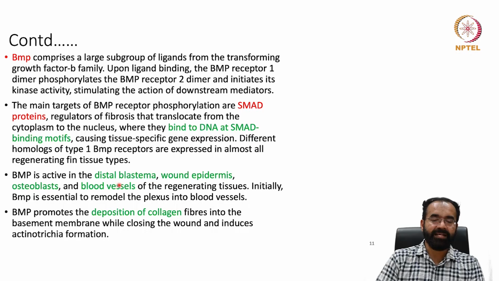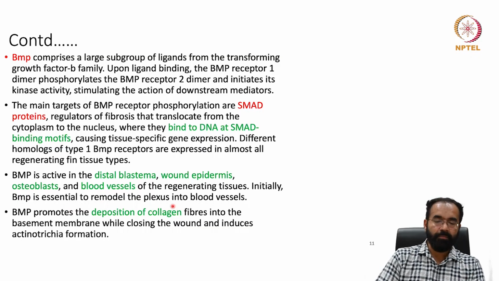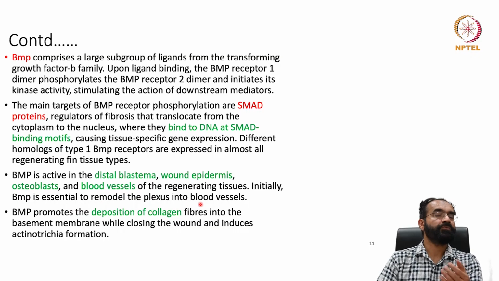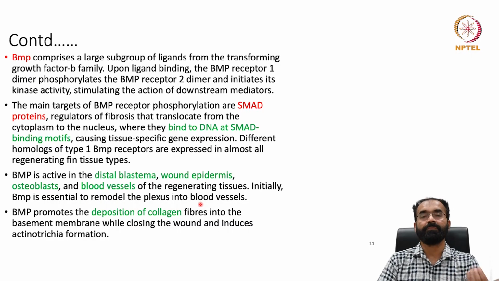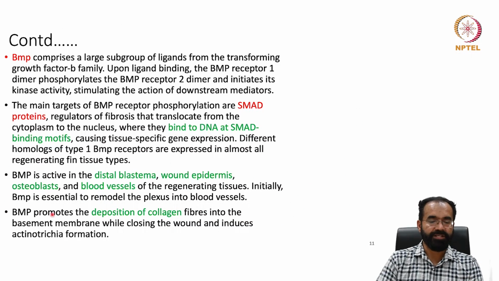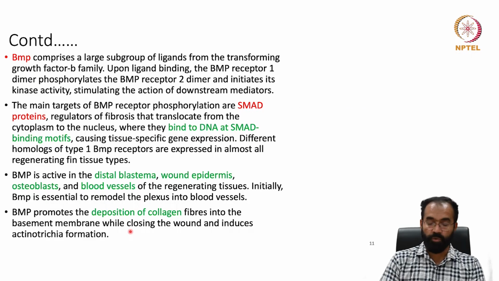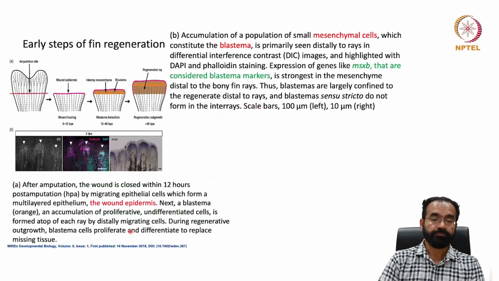So BMP is active in the distal blastema, wound epidermis, osteoblast, and blood vessels of the regenerating tissues. Initially, BMP is essential to remodel the plexus into blood vessels. Naturally, the newly formed blastema needs nutrition, which comes from angiogenesis, that is, blood vessel formation. BMP promotes the deposition of collagen fibers into the basement membrane while closing the wound, which induces the actinotrichia formation, which is a unique structural protein of the fins.